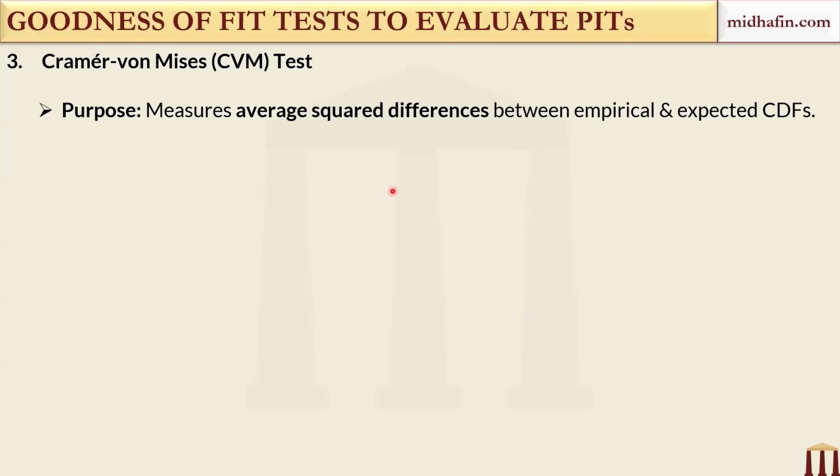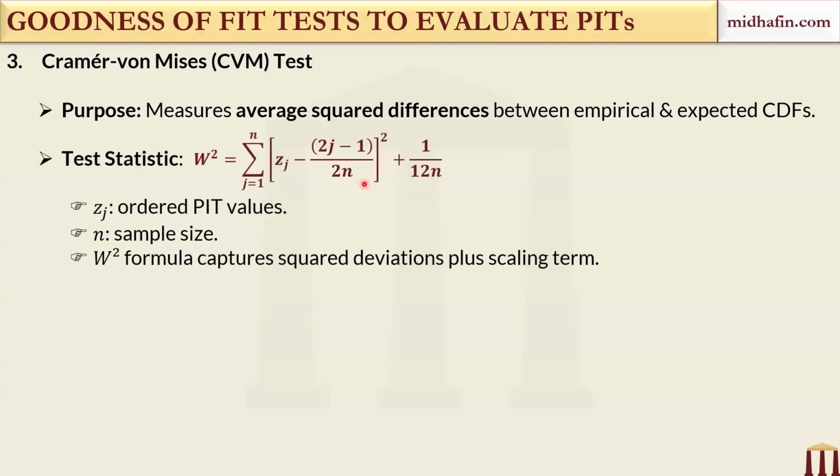Now, the formula involves two parts. The first term adds up the squared deviations for each ordered PIT value, and the second one is the scaling adjustment to ensure proper normalization. In the formula, Zj are the ordered PIT values, and N is the sample size. This W squared formula captures the squared deviations plus a scaling term. This entire sum captures how the observed PITs deviate from the ideal uniform position.